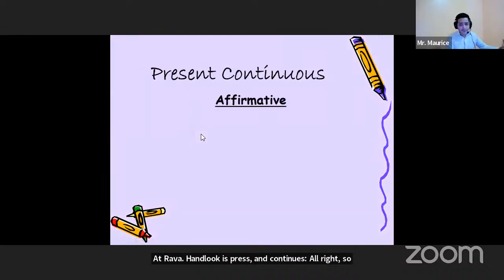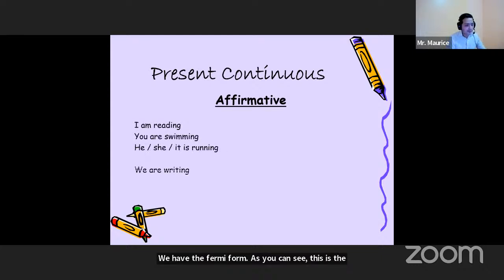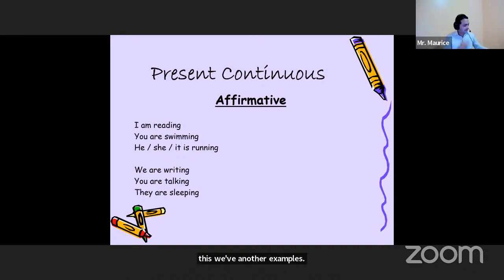We have the affirmative form. As you can see, this is the first part. We have some examples. Actually, we're going to practice with another examples. Okay, Peralta Andrea, could you please read these sentences for me?